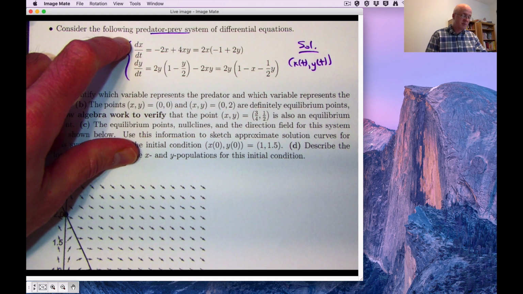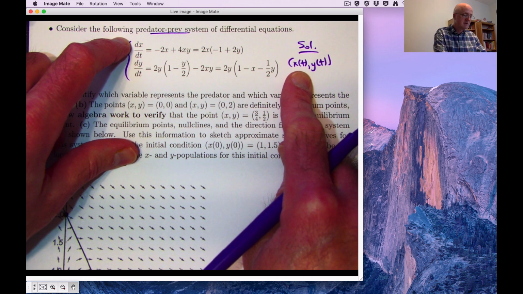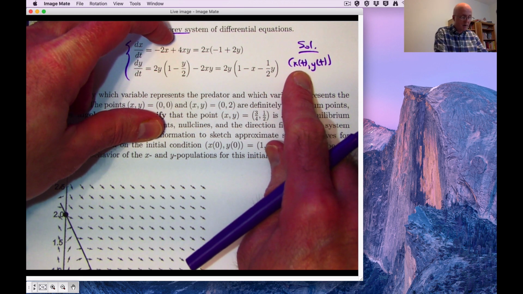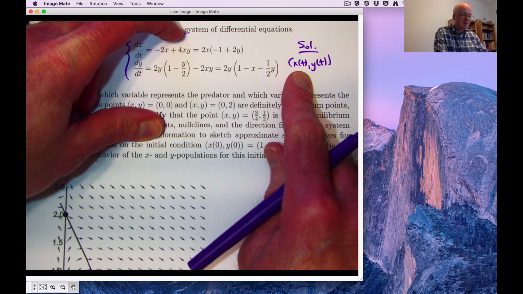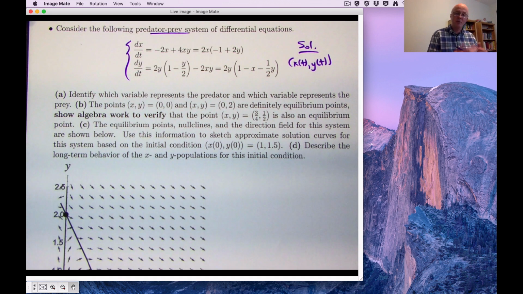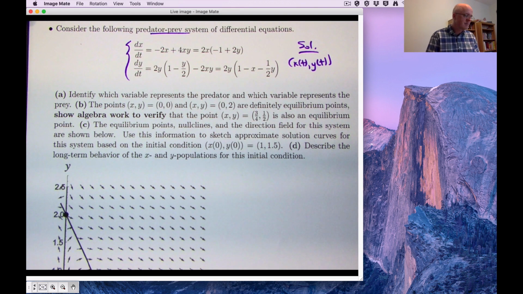And the rate of change, the derivative of the first component with respect to t, always equals -2 times the first coordinate, first component value at that value of t, plus 4 times the first times the second. And this is true no matter what t is. And then it's got to be true for the second equation as well.